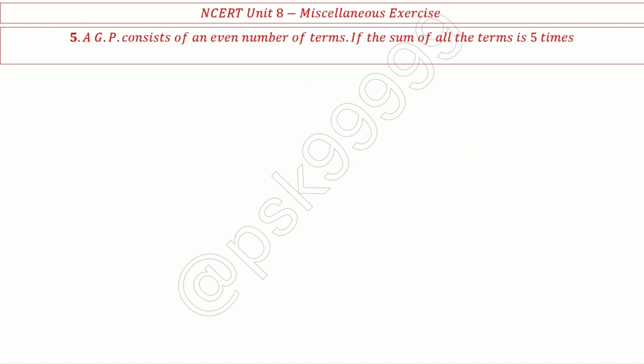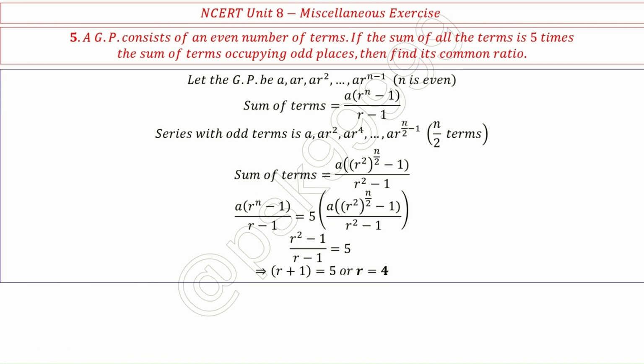Next. A GP consists of an even number of terms. Okay, the number of terms is even. If the sum of all these terms is 5 times the sum of the terms occupying odd places, then find its common ratio. Okay, so this is also simple. Write it properly. That is important.